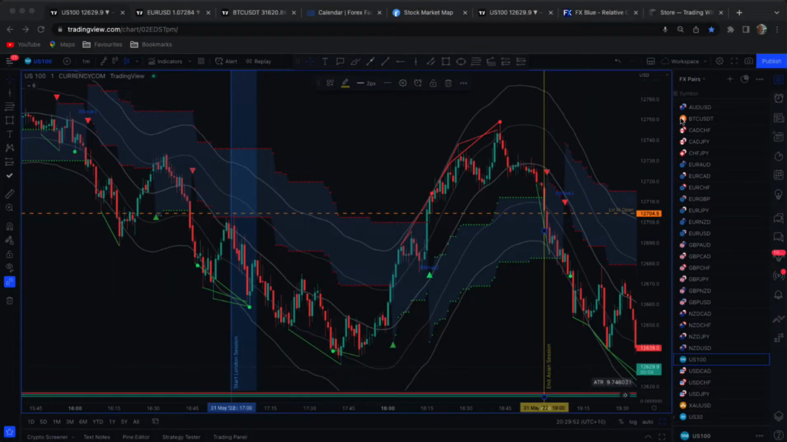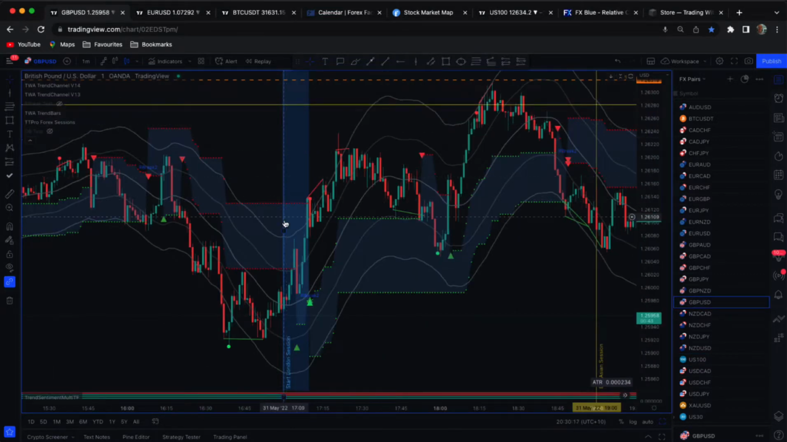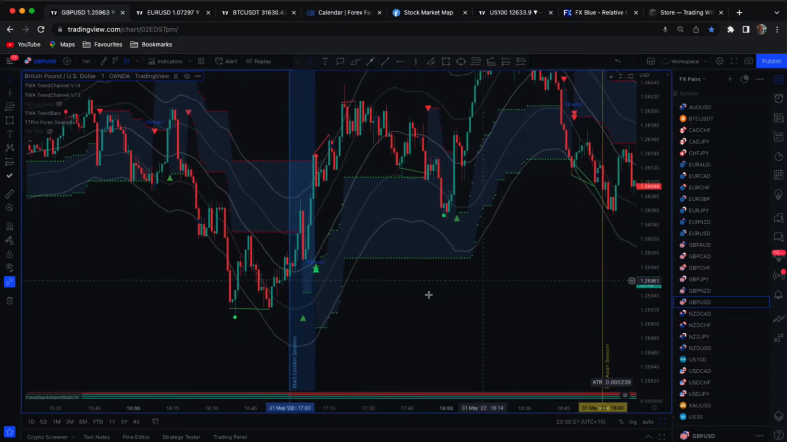We're looking at, let's just start with the pound dollar, 1 minute chart. This is the London Open, this blue line. It opens at 1700 hours my time.